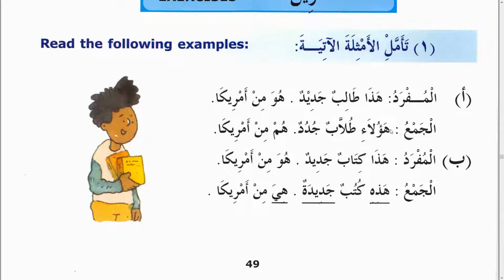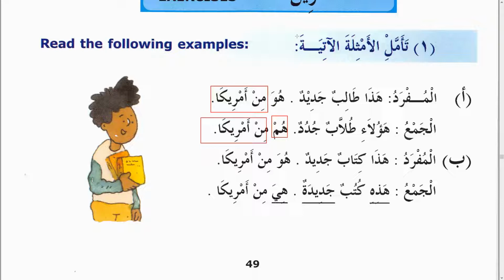Now I want to make this plural. So what will haza become? The plural of haza is haulai. The plural of talib is tullab. Haulai tullabun. Jadid, plural is judud. Right? Haulai tullabun jududun. These are new students. Huwa min America. Instead of huwa, we'll say hum. They are. Right? These students, these are new students. They are from min America. That remains the same. So min America.